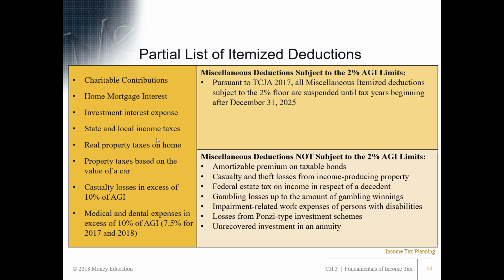And then you have casualty losses in excess of 10% of AGI and medical and dental in excess of 10% of AGI. 10% is 2019 and forward. It was 7.5% for 2018. Basically that means if you spend $10,000 on medical expenses and your AGI was $30,000, then the first $3,000 is not deductible. And then you would go from there.